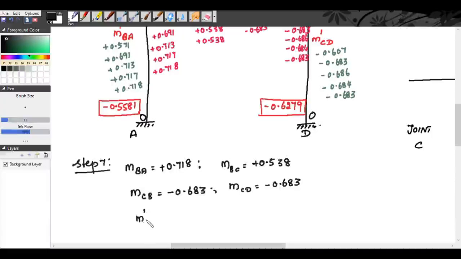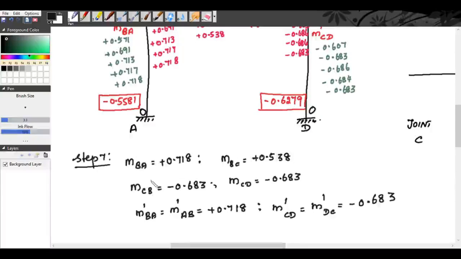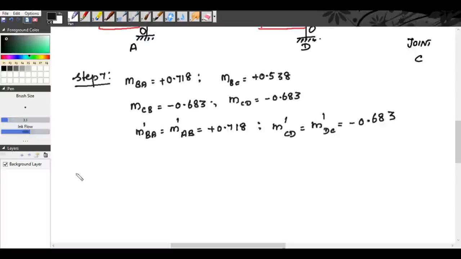M dash of BA is equal to M dash of AB. Here for displacement contribution, it is for columns, not for joints. It is equal to plus 0.718, and M dash of CD is equal to M dash of DC is equal to minus 0.683. Now we will use these values for finding our final moments.